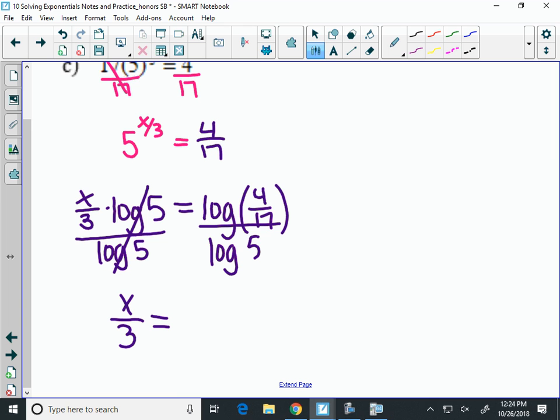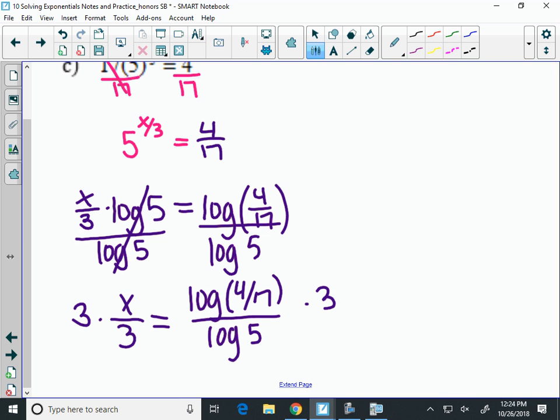x over 3 equals log of 4 over 17 divided by log of 5. And how do you finish this one up? Times 3. That's okay. You're allowed to get a negative for the x. Good. So you take log of 4 over 17 divided by log of 5. You hit enter. And then you hit times 3, and I also have a negative number. Let's see if we got the same negative number.